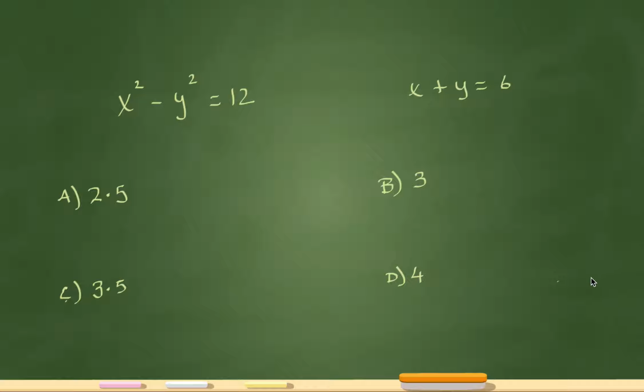This is a little bit of a tough problem. I would say on a scale of 1 to 5, closer to your level 4, if not your level 5, but definitely up there. It's telling me x squared minus y squared equals 12, and the other piece of information it tells me is that x plus y equals 6, and it's asking me what is the value of x.